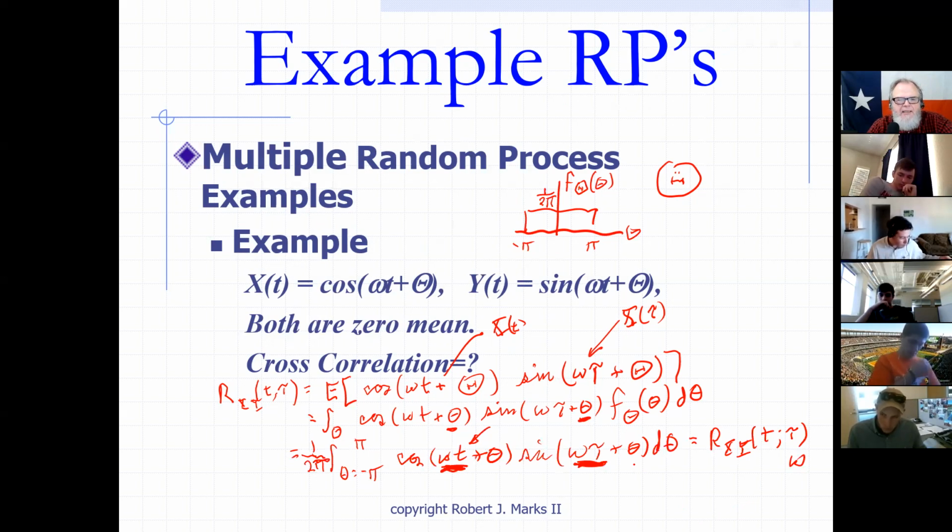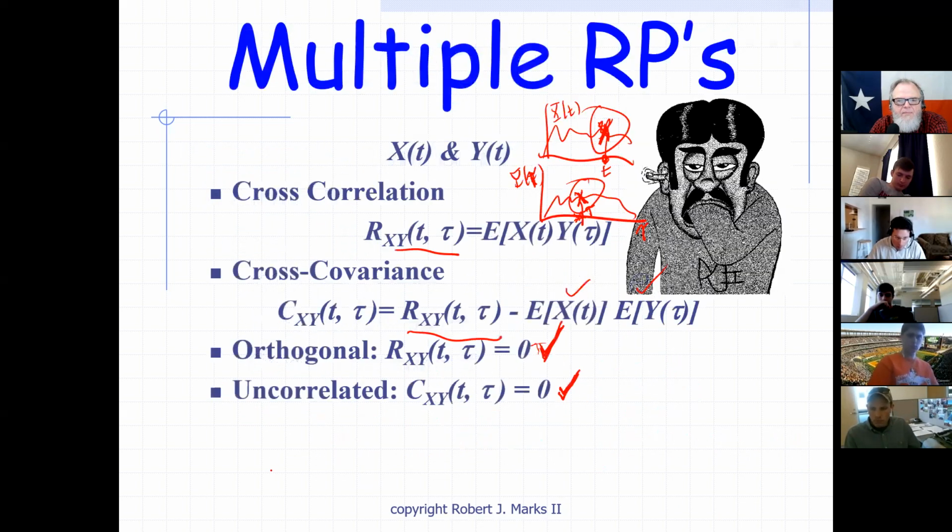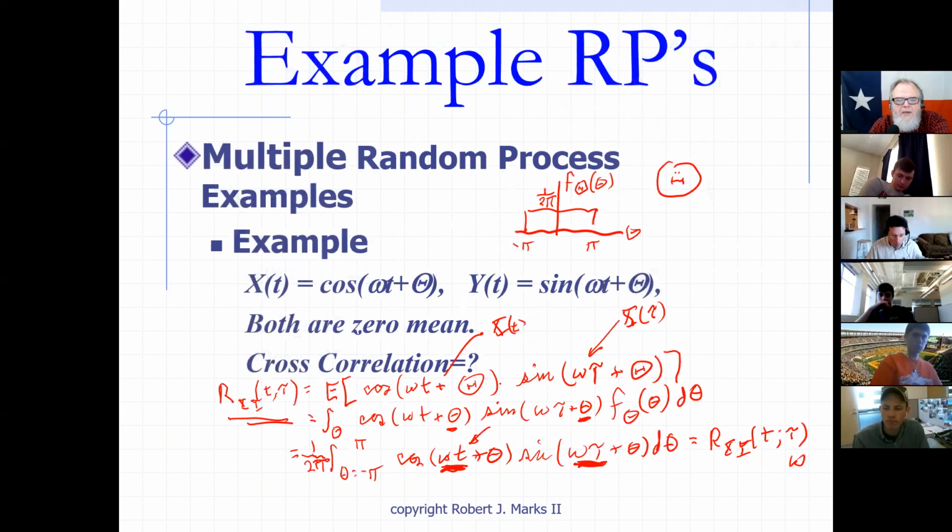Now, we said that they are orthogonal if R sub x y of t and tau is equal to 0. Do you remember that from the previous lecture? If the cross correlation is 0, they're said to be orthogonal to each other. So if we go here and we look at this, the question for you is, do you think that this is equal to 0? In other words, do you think these stochastic processes are uncorrelated?